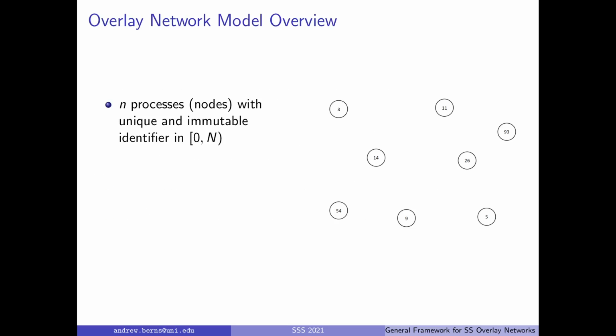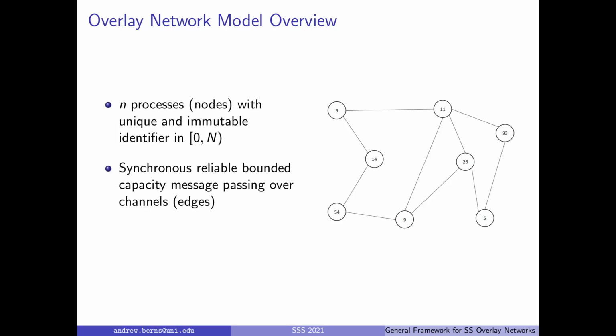In the overlay network model, we'll represent the processes as nodes on a graph, and we'll assume that we have lowercase n processes. Those processes will all have a fixed, immutable, unique identifier from the range of 0 to capital N. Capital N will represent the maximum number of nodes I might have in my system. Two nodes can communicate when there is an edge connecting them.